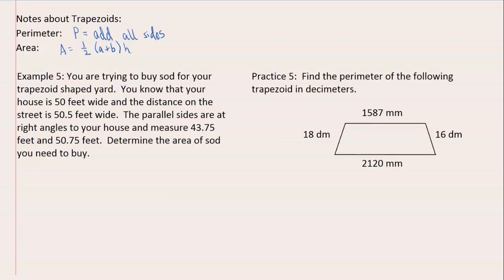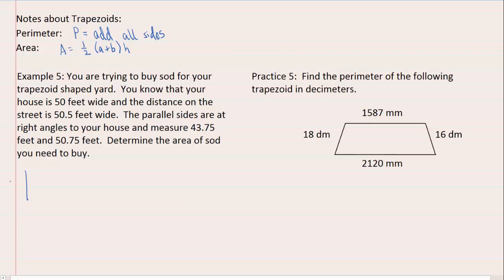In example 5, you are trying to buy sod for your trapezoid-shaped yard, and you know that your house is 50 feet wide, and the distance on the street is 50.5 feet wide. The parallel sides are at right angles to your house and measure 43.75 feet and 50.75 feet. Determine the area of sod you need to buy. Let's start by drawing an image.